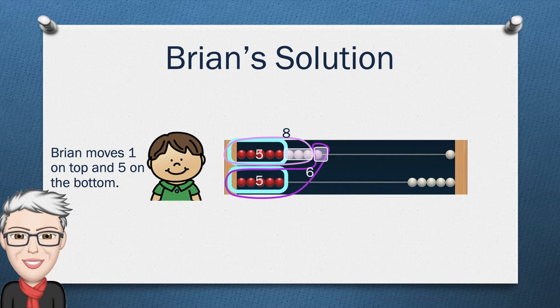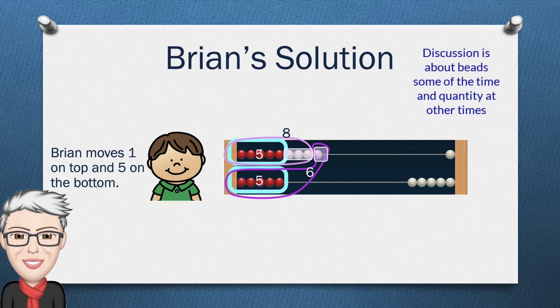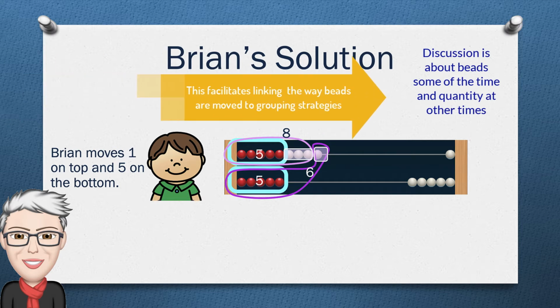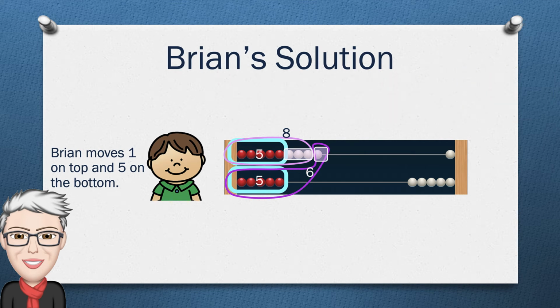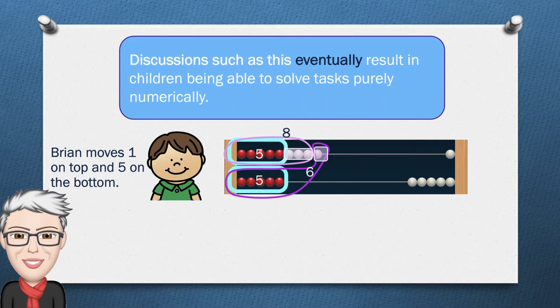Notice how this part of the discussion includes talking about beads some of the time and about quantity at other times. This subtle aspect of the discussion is precisely how it functions to facilitate children's linking the way the beads are moved to grouping strategies. The 10 came from combining 5 from the 8 with 5 from the 6. This way of talking about Brian's solution will eventually result in children being able to solve the task 6 plus 8, presented purely numerically. That way of reasoning is the goal of part 1 of the structuring numbers sequence.